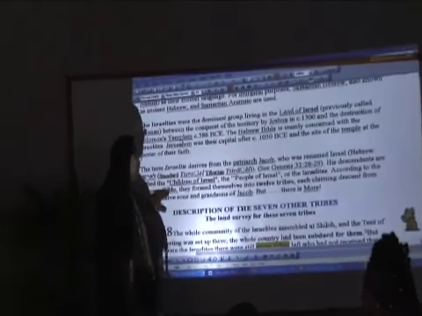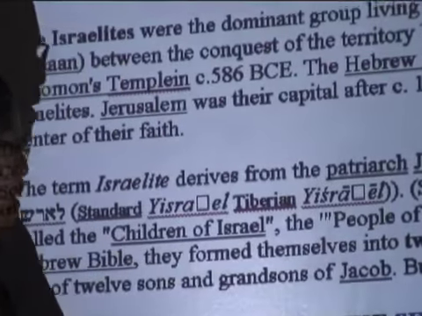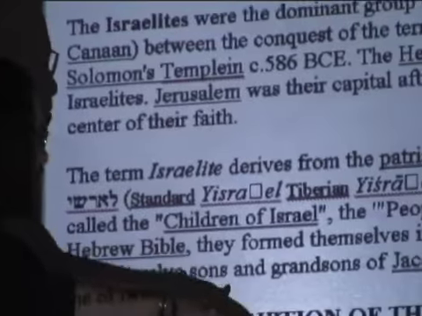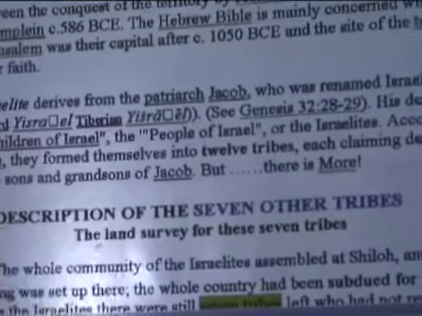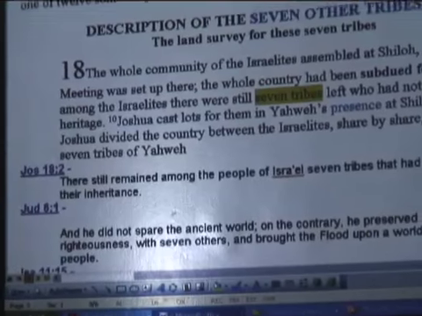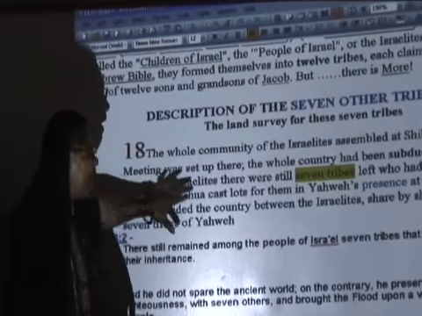It says that the descendants were called the children of Israel, or the people of Israel, or the Israelites. And according to the Hebrew Bible, they formed themselves into 12 tribes, each claiming descent from one of the 12 sons and grandsons of Jacob. But there is more, and where it is more is where it connects to what we're talking about: the description of the 7 other tribes, where the whole community, according to Joshua 18, assembled at Shiloh.